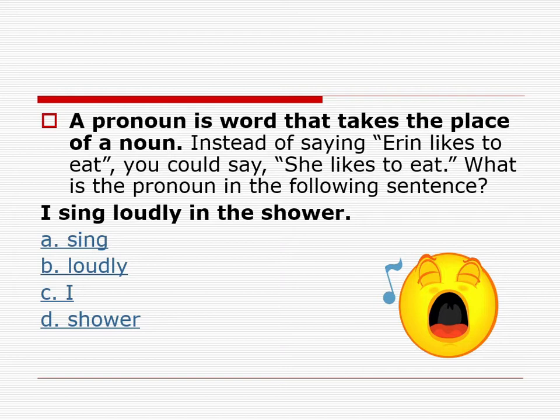I sing loudly in the shower. So the word sing is not a pronoun, it's a verb. Loudly, it's not a pronoun. I is a pronoun because it took the place of a noun, because I could be Erin, he, any name, but the I took the place of the name, so of the noun. So it is a pronoun.